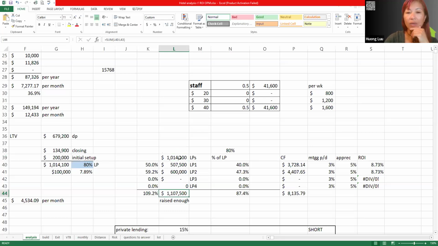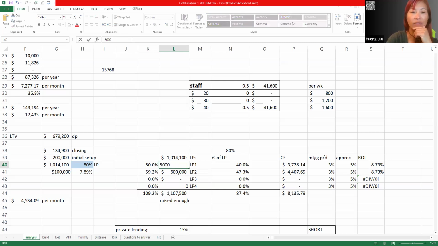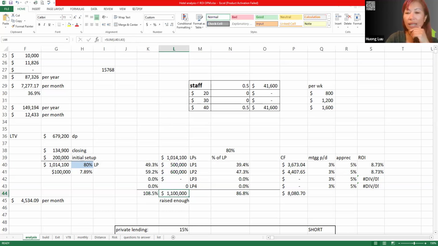So here, what's happening is, let's say here, 750. Yeah, so let's just take that to 500,000. Okay, so what's happening here is that the returns are still about the same. It's like 8.73%. So as an investor, I wouldn't come in on this deal because I can put my money into a GIC, let's say, and get 4 or 5%, right?